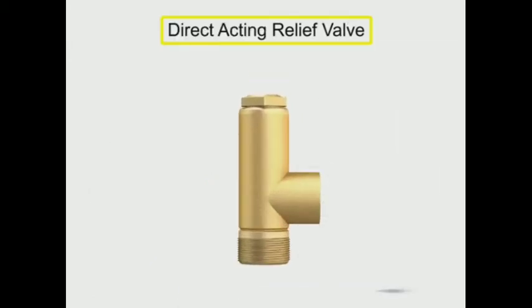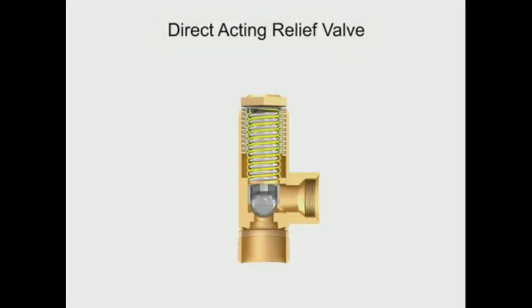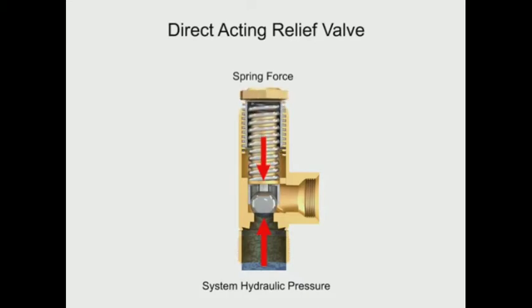A direct acting relief valve is held closed by the direct force of a mechanical spring. The spring force holding the valve closed is opposed by the system hydraulic pressure. The cracking pressure is the minimum pressure at which the valve will begin to open. This pressure is set by changing the tension in the spring using an adjusting nut or knob.